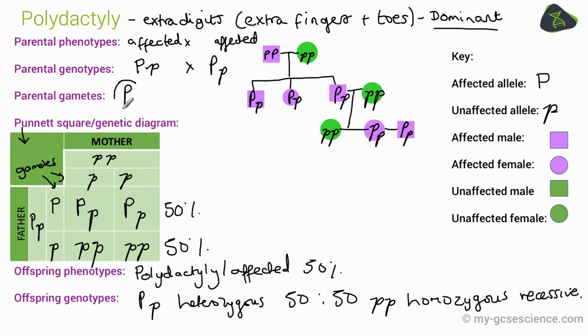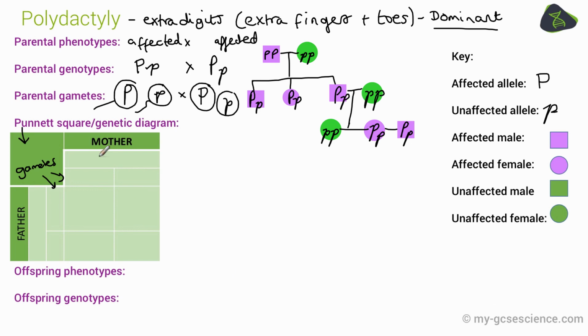So in terms of gametes, meiosis will mean that 50% of the male sperm will contain the capital P, while the other 50% of the male sperm will contain the lowercase p. And in the female's eggs, 50% will have the dominant allele, while the other 50% will have the recessive allele. So in this cross, both parents are heterozygous, both have 50% of their gametes carrying the dominant allele, and the other 50% carrying the recessive allele.